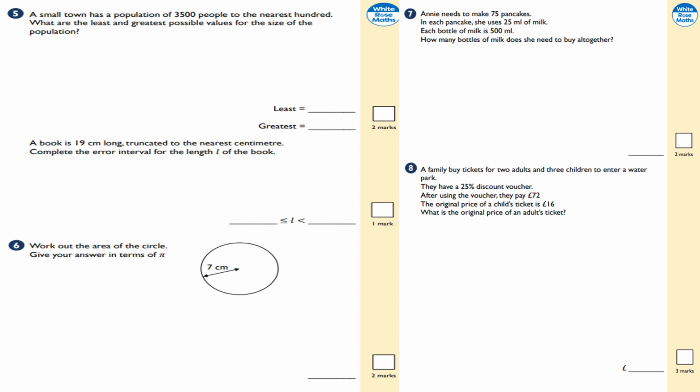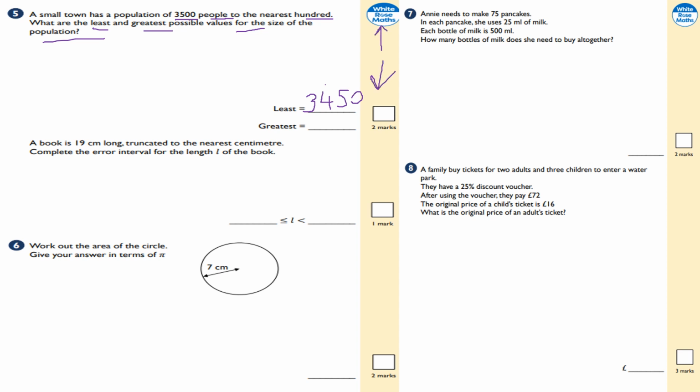Question number 5, a small town has a population of 3,500 people to the nearest 1,000. What is the least and the greatest possible values for the size of the population? So the least amount will be 3,000, 450. Because if I round that to the nearest 1,000, that's my thousands column, so I look at the next digit across. If it's 5 or more, then I round up. If it's less than 5, then I round down.